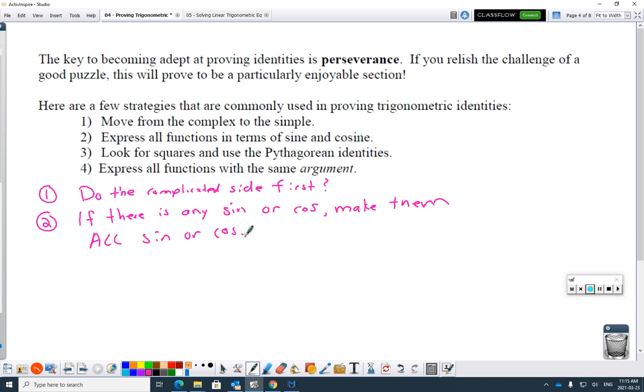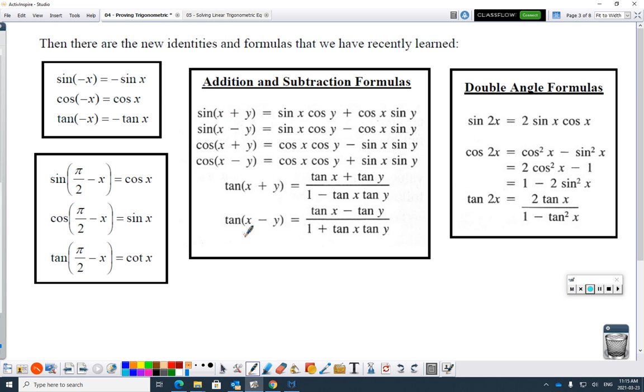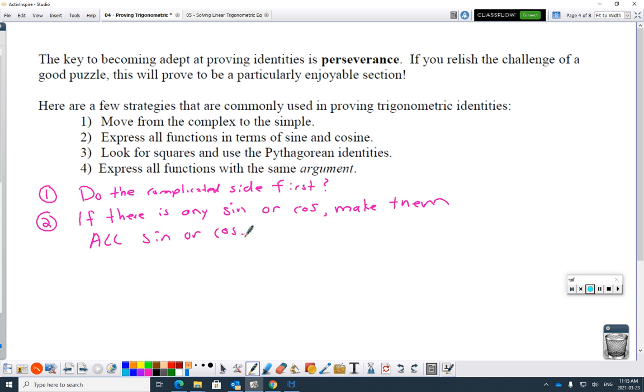Once you start doing them, this makes perfect sense. You go, well, if there's any sines and cosines in the question and I want to make these two things equal, it makes sense to go all sine and cos. And you can always do that. You can always use these identities that you have here to go all sines and cos.